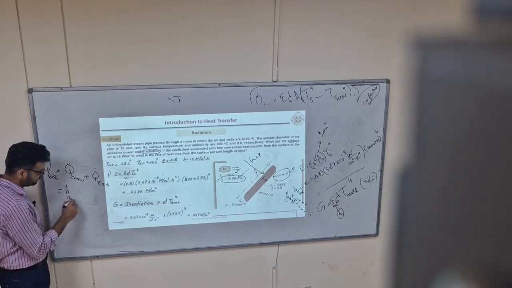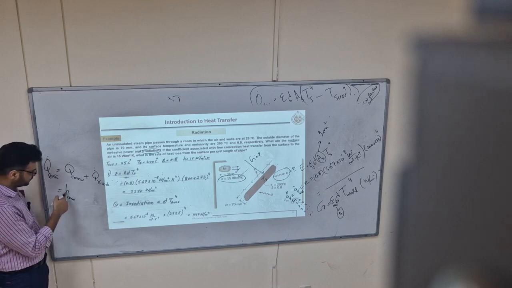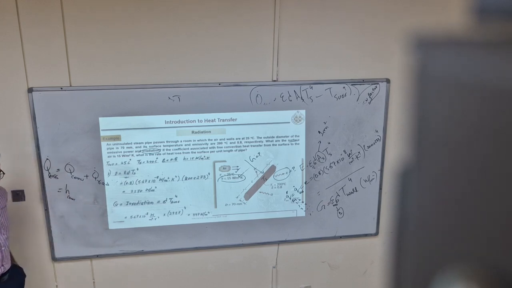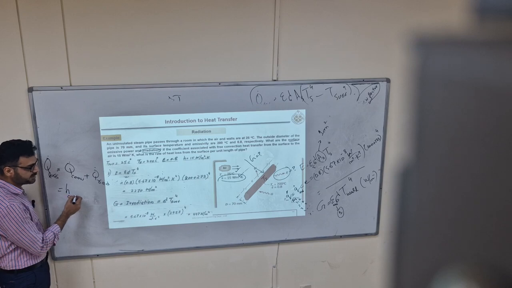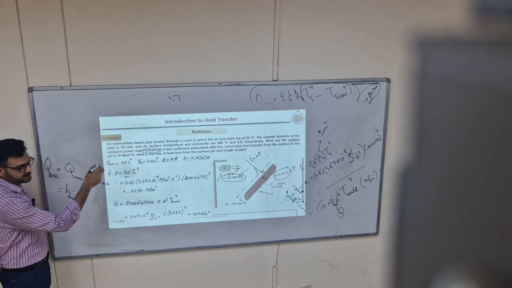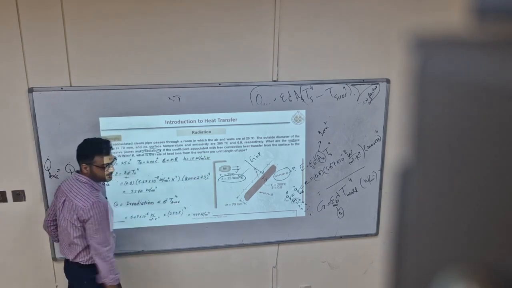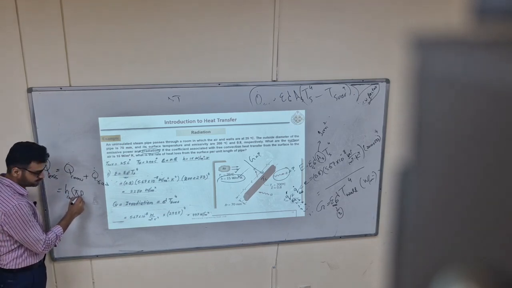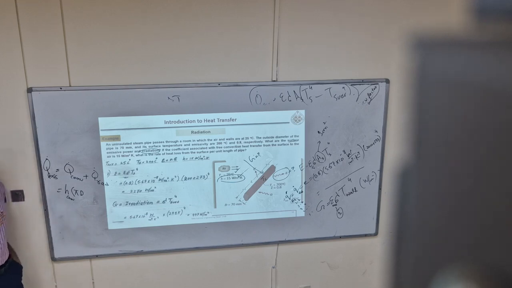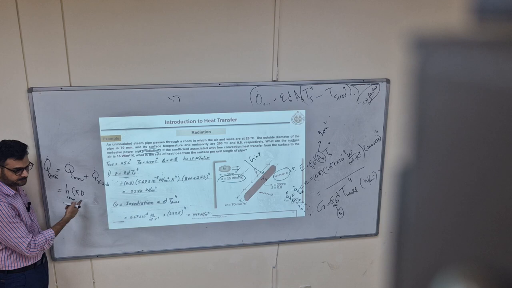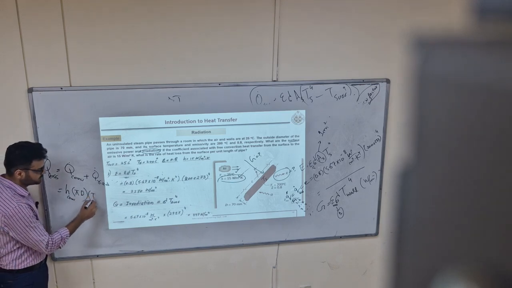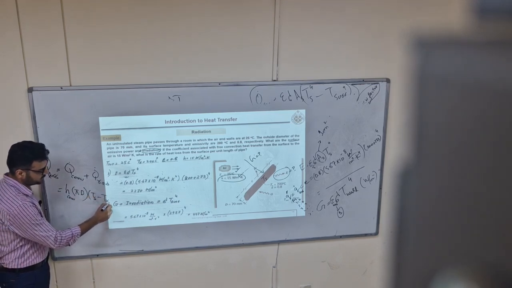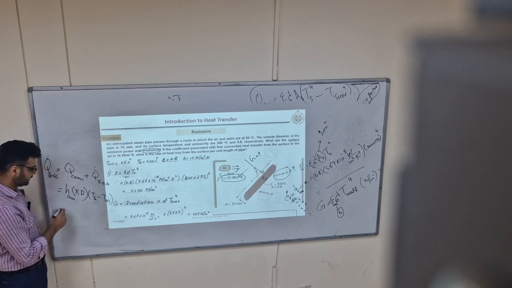What is convection? H convective is given, and we will learn how to calculate it in the convection chapters. Here it is not saying per unit area, it's saying calculate per unit length of the pipe. So area is pi d L, where we can assume L as 1 here. So we write pi d into surface temperature minus ambient temperature. That is the convection part.